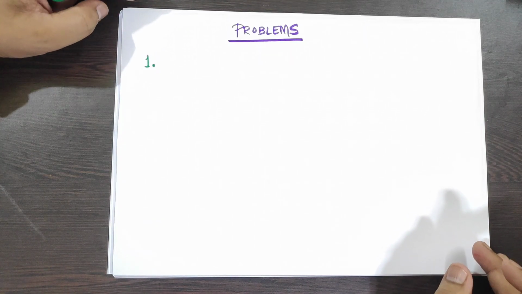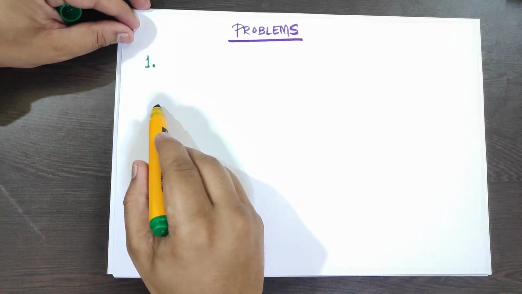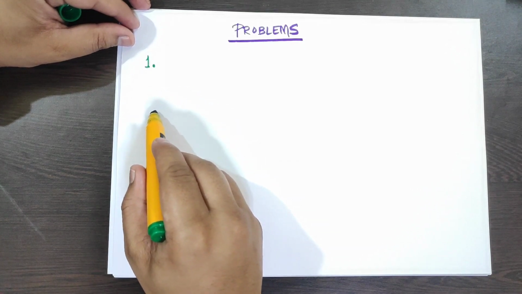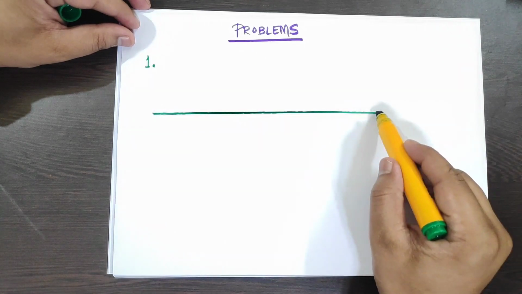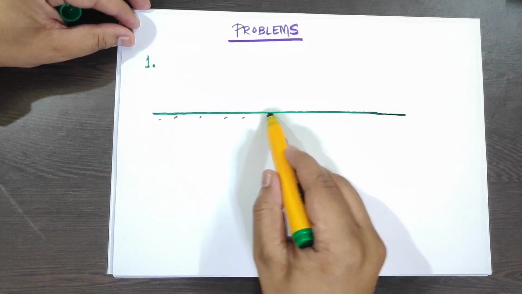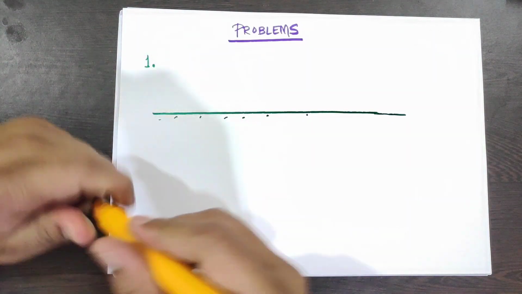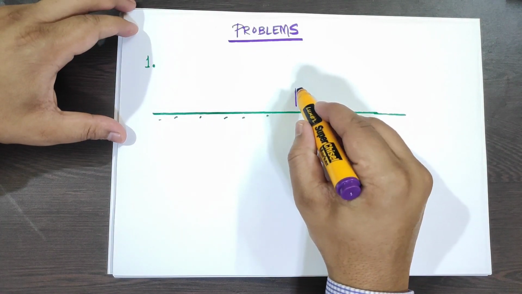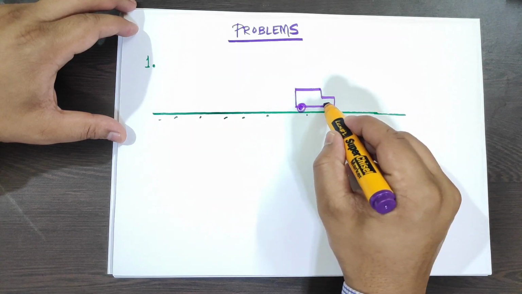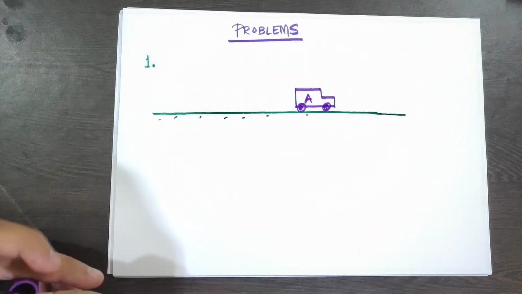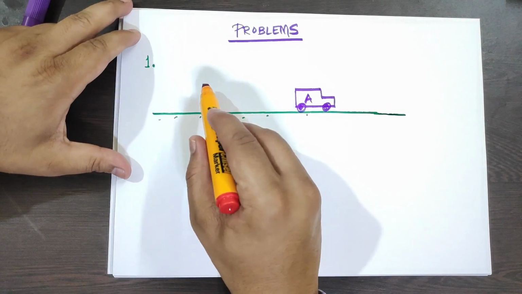So again we will solve a few problems on 1D kinematics. So we will start with this overtaking problem. There are two cars running one after the other. This car, car A, and one more car B behind A.